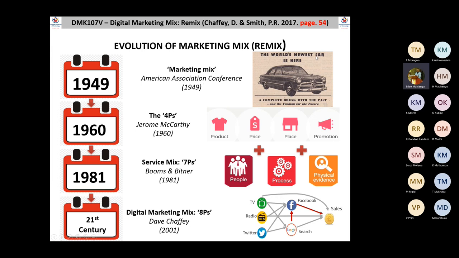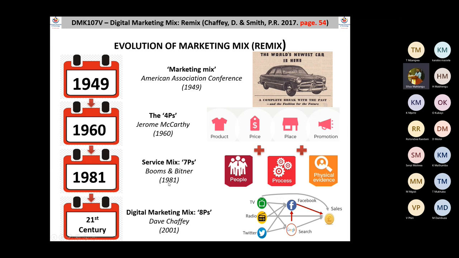What they realized is that for an advert to be effective, it needs to include certain elements. One of them is the product that you see, the price, which is not showing here, promotion, as well as place. So they started to say, when we create an advert, we need to manipulate those variables because those are the variables that work. And in the 1960s, Jerome McCarthy published an article about how that can be done. That's where we came up with product, price, place and promotion as the variables that can be manipulated in marketing.